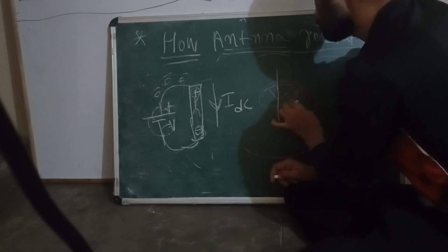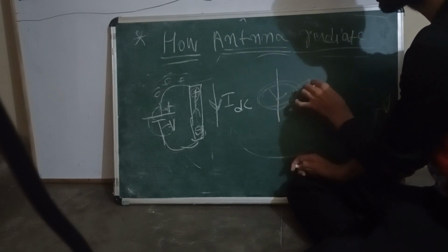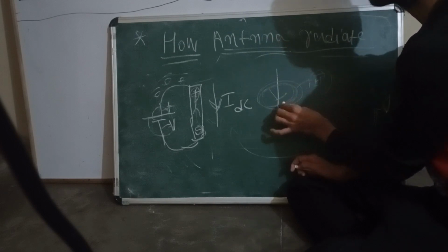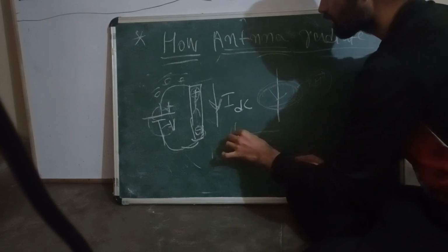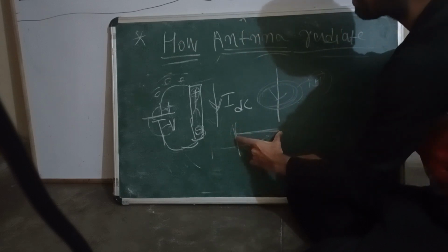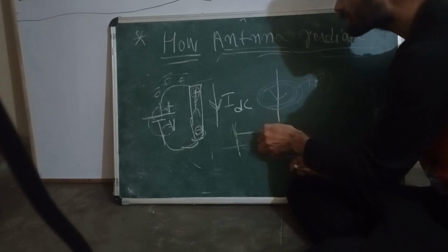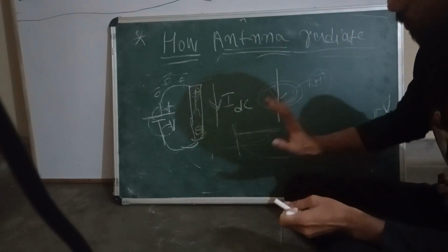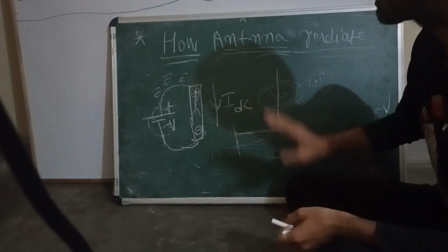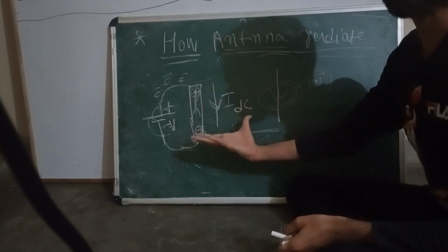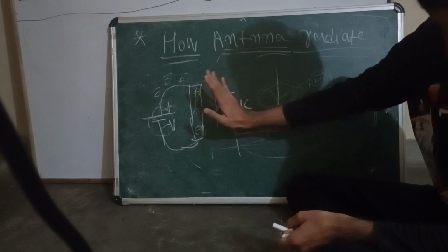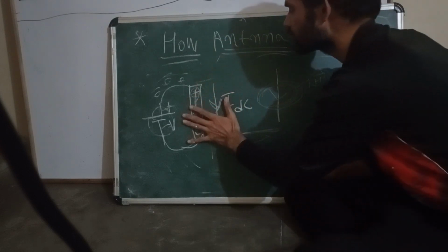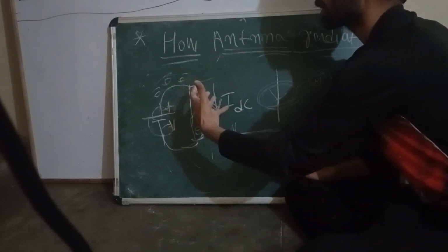Okay, so wherever there is a current, there is a generation of magnetic field. But these magnetic fields have constant magnitude. So these magnetic fields are not changing with time. So this is a DC magnetic field, and it is not changing with time. So there is no generation of time varying electric and magnetic field. Okay, so then this will not work as an antenna.